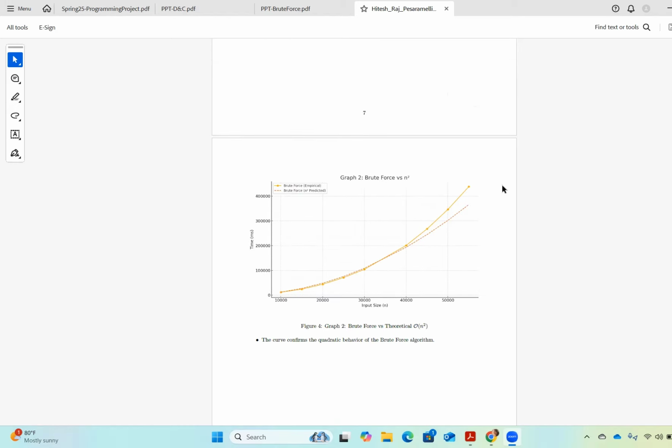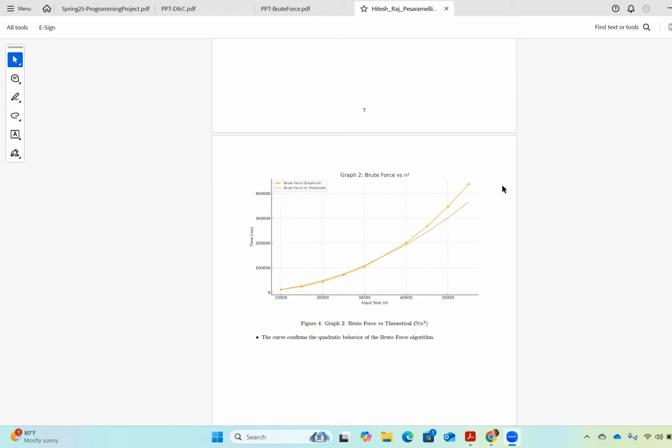And let's take a look at graph 2, which shows the brute force empirical versus predicted. The graph compares measured runtime against predicted C n square values. The close alignment confirms that the brute force algorithm follows O(n square) as expected.